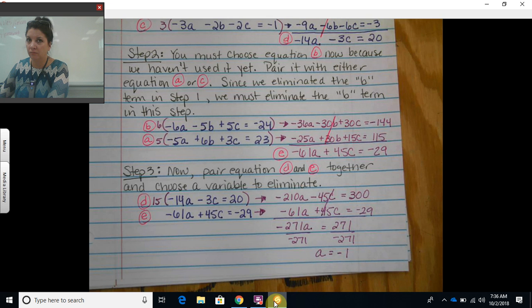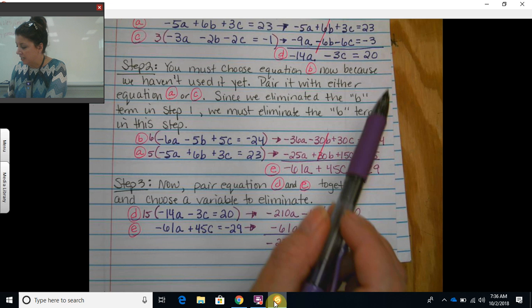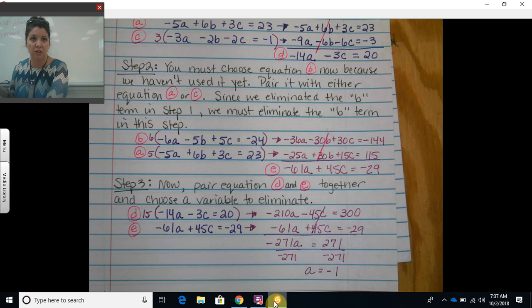No. I'll have to use either equation d or e, because if I substitute in a is negative 1 into either of those, then that only leaves me one other variable. I can solve for that variable and figure out what it's equal to, right? A number, not another term with another variable in it. So I'm going to do that on the next page.